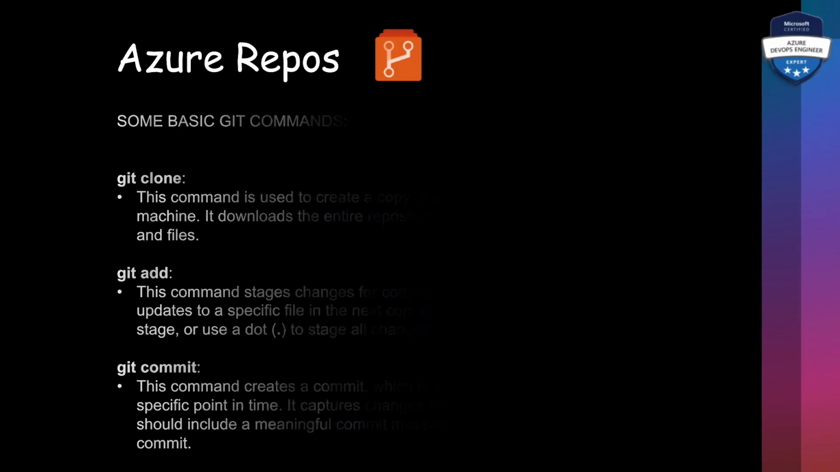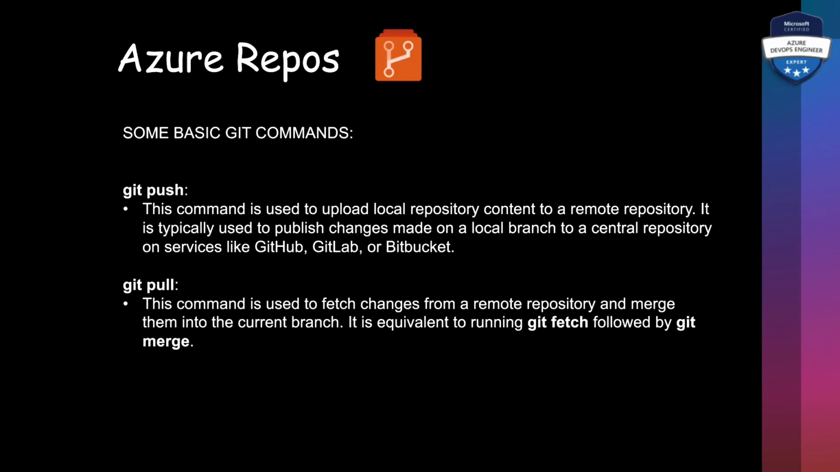Moving ahead, we will see two more commands. These two commands are very useful. The first one is git push. This command is used to upload local repo content to a remote repository. It is typically used to publish changes made on the local branch to a central repository on services like GitHub, GitLab, or Bitbucket. So git push is used to upload your local repository content to a remote repository.